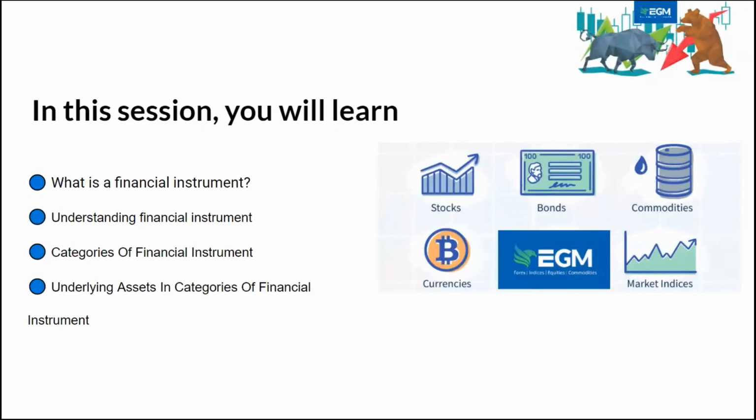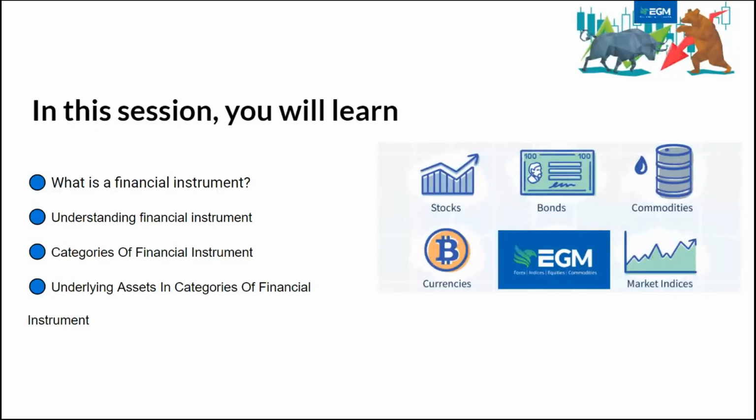So, understanding what the financial instruments are all about, we can now go to the categories of financial instruments. On my screen, you see stocks, bonds, commodities, currencies, and market indices, or indices to be precise.